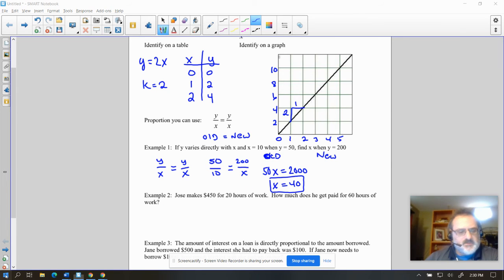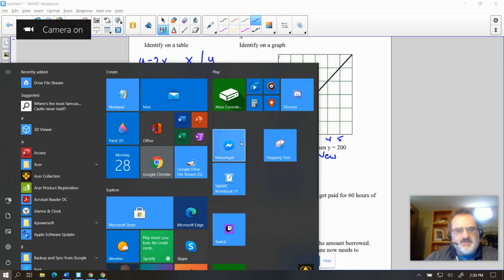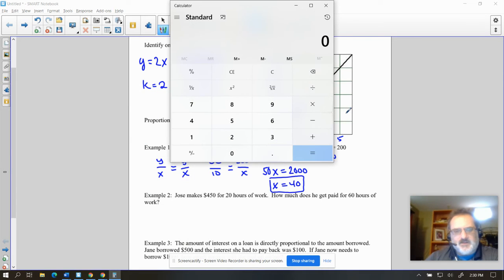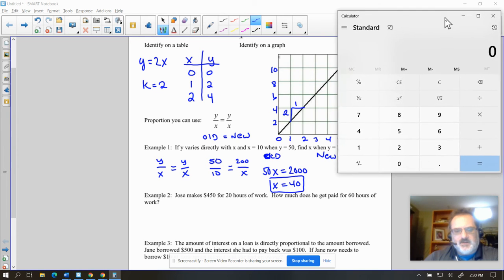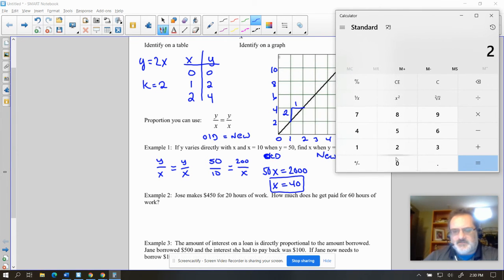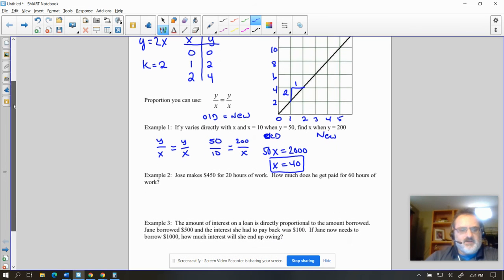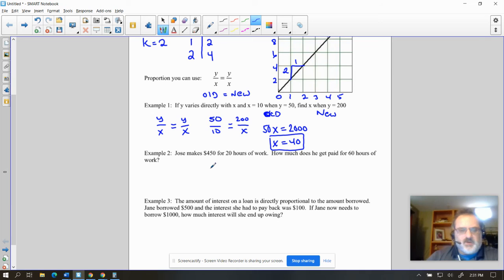All you do to solve that is get out your calculator, and on your calculator you would do 2,000 divided by 50, which is 40.